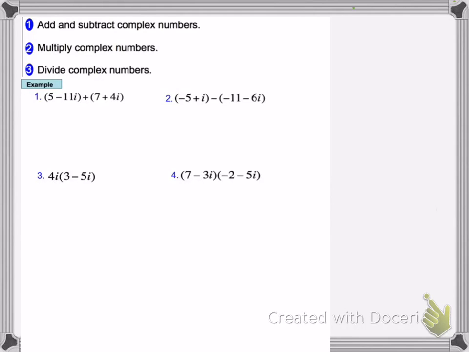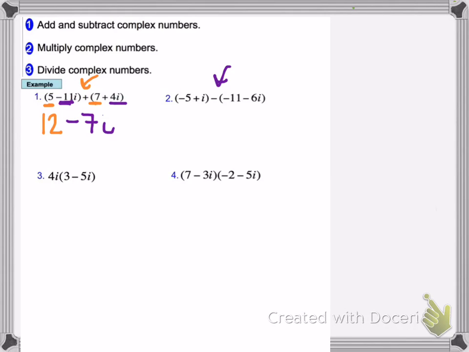When we take a look at this first adding question, I have a real number 5 and a real number 7. I'm adding, so I take 5 plus 7 and get 12. Now I have my imaginary units. Again, I'm adding those together. So -11i plus 4i is going to give me -7i. So my answer would be 12 minus 7i. Remember to always write the real number in front and the imaginary unit at the end.